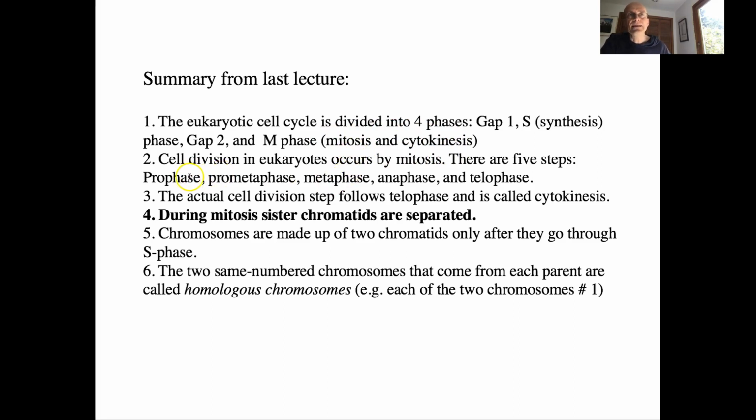We then said that cell division in eukaryotes occurs by mitosis in these five following steps: prophase, prometaphase, metaphase, anaphase, and telophase, followed by cytokinesis. And then I had said that one major hallmark, the most important aspect to remember about what mitosis does, is that during mitosis, the sister chromatids are separated. And you'll see today that that is different from what happens in meiosis.